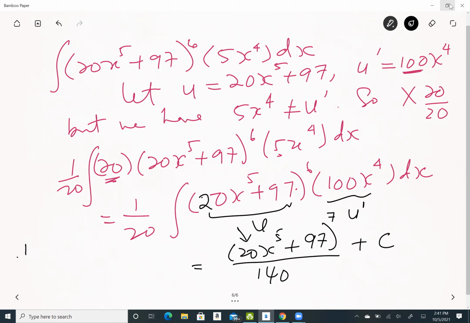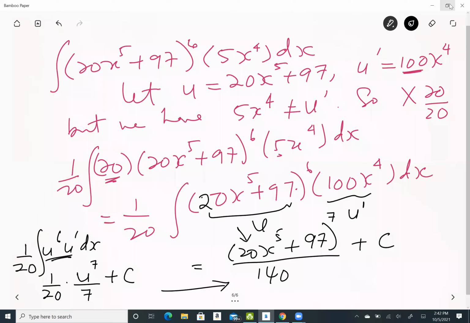That will be 1 over 20 times the integral of u to the power of 6, u prime dx. And then that will be equal to 1 over 20 multiplied by the integral of this here, so you got u to the power of 7 divided by 7 plus c. Now you put in the u, which is 20x to the power 5 plus 97. So that's how you got 140 at the bottom, because we already have the adjustment there, 1 over 20. You multiply by 1 over 7, that will be 1 over 140.